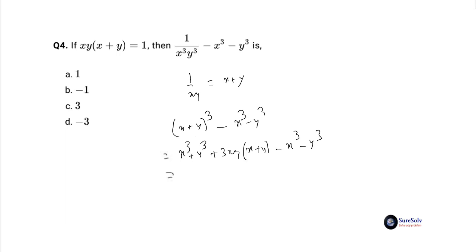equal to 3xy(x plus y), equal to just 3, because xy multiplied by (x plus y) equal to 1. Answer is option C, 3. Finally, it's also an easy problem.